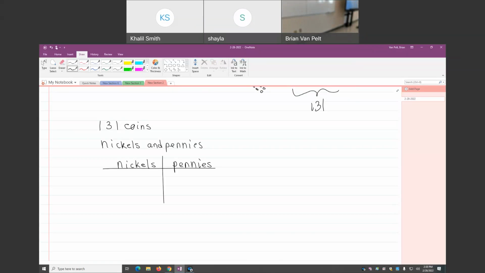All right. If I have 131 pennies, how many nickels would I have? 0. If I have 130 pennies, how many nickels would I have? If I have 129 pennies, how many nickels would I have? If I have 128 pennies, how many nickels would I have?